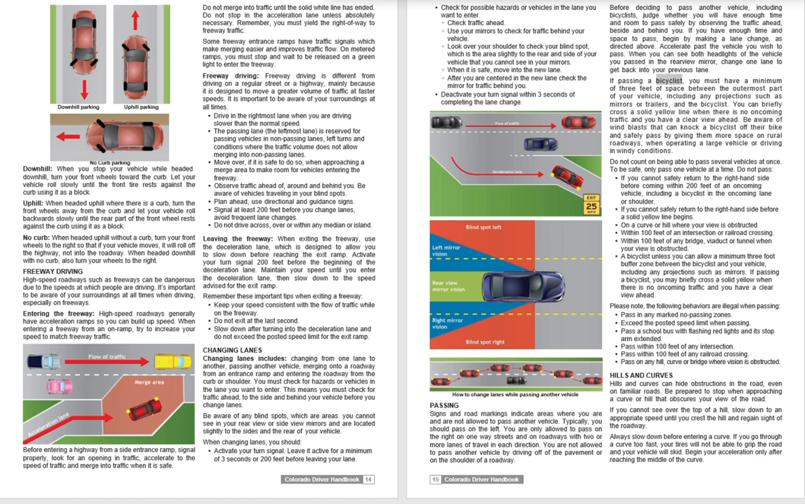If passing a bicyclist, you must have a minimum of 3 feet of space between the outermost part of your vehicle, including any projections such as mirrors or trailers, and the bicyclist. You can briefly cross a solid yellow line when there is no oncoming traffic and you have a clear view ahead.